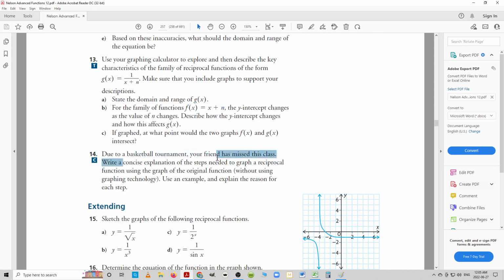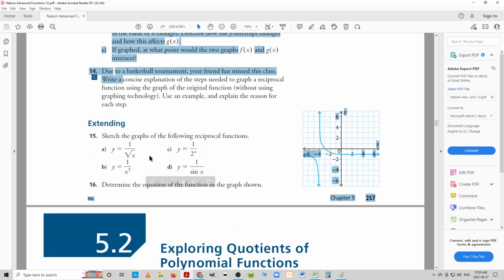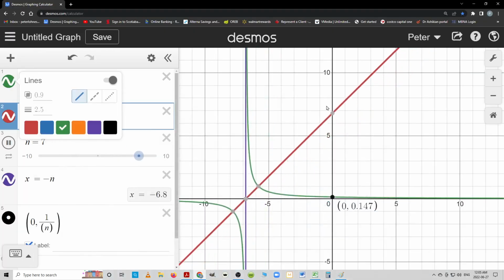To the baseball tournament, your friend missed a class. Write a concise explanation of the steps needed to graph a reciprocal function. Nah. Sketch each of the following. So these are exceptions to the rules, so it helps to understand each in order to sketch them. And then there's another final one here, so we'll do it.